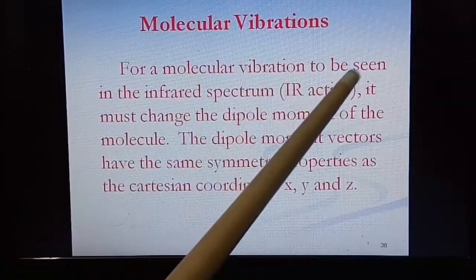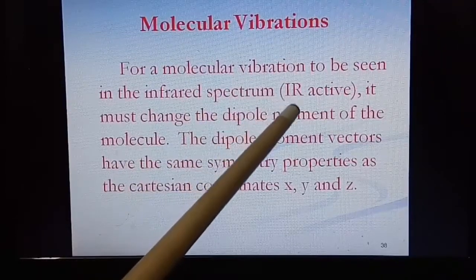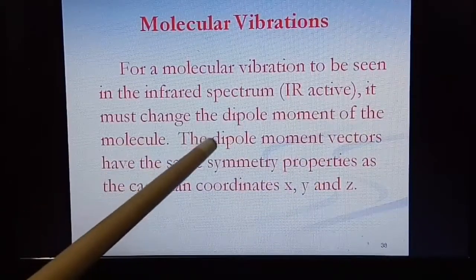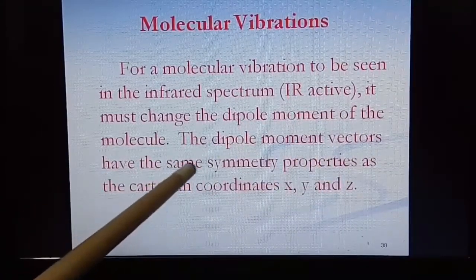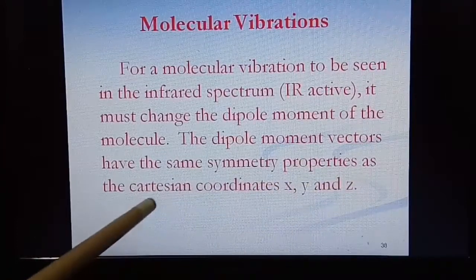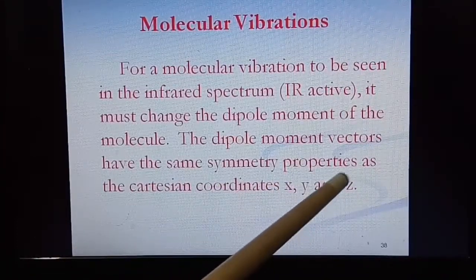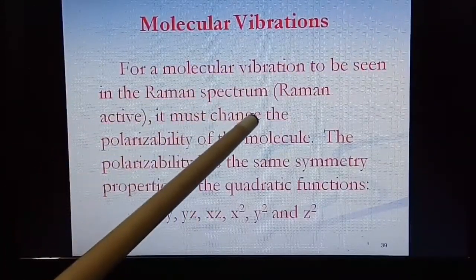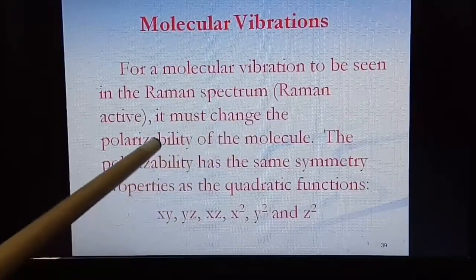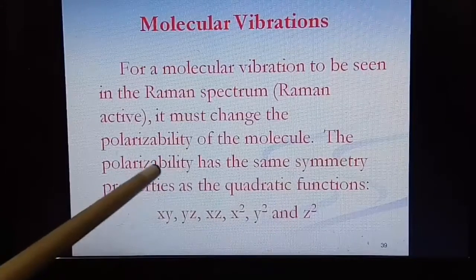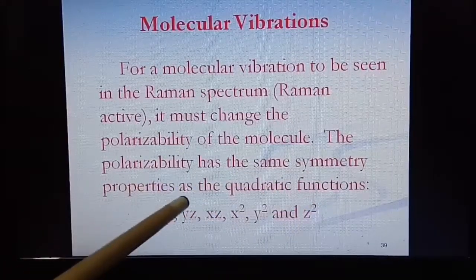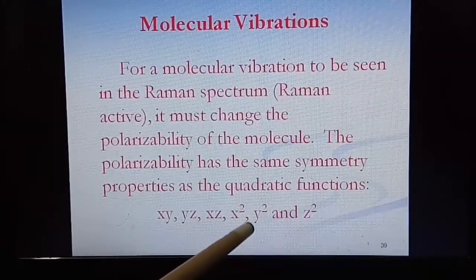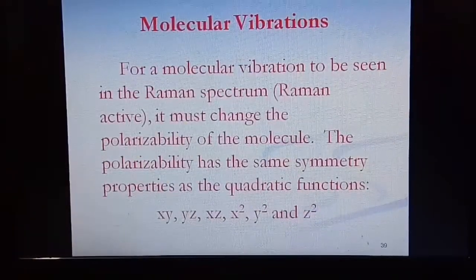For a molecular vibration to be seen in the infrared spectrum, that is IR active, it must change the dipole moment of the molecule. The dipole moment vectors have the same symmetry properties as the Cartesian coordinates x, y and z. For a molecular vibration to be seen in the Raman spectrum, Raman active, it must change the polarizability of the molecule. The polarizability has the same symmetry properties as the quadratic functions. The quadratic functions are xy, yz, zx, x square, y square and z square.